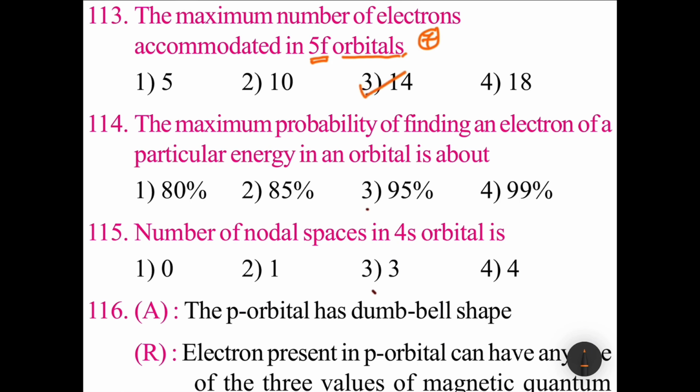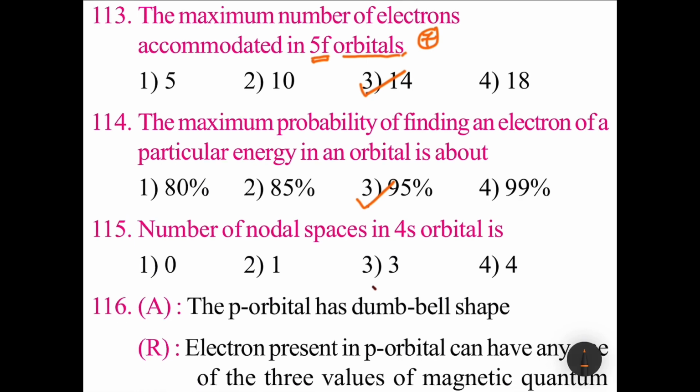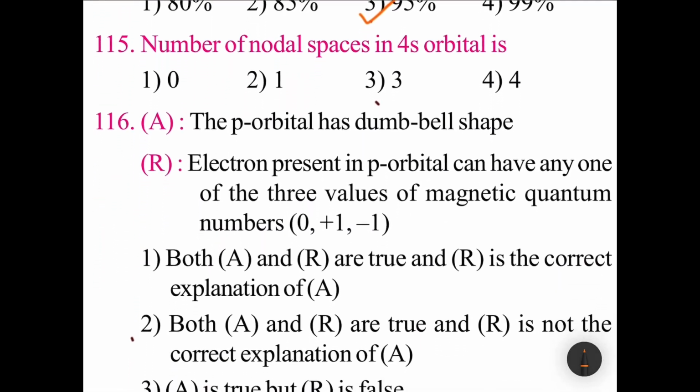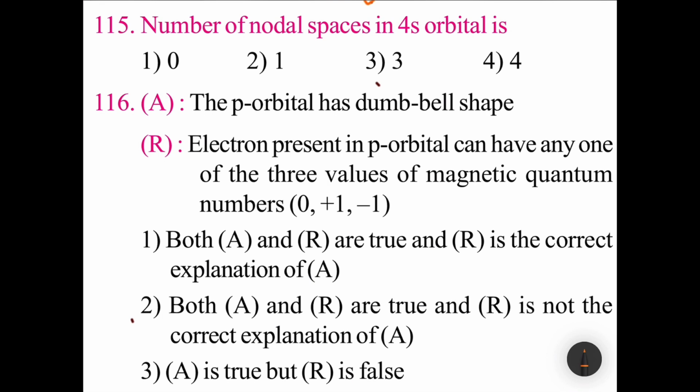The maximum probability of finding an electron in a particular energy of an orbital is about 95%. It is the definition. The three-dimensional space around the nucleus where the probability of finding an electron is 95% is known as orbital. Number of nodal spaces in 4s orbital is 3.